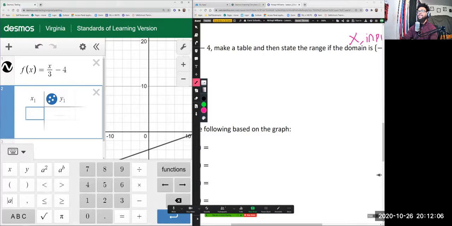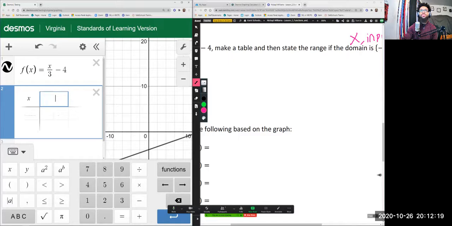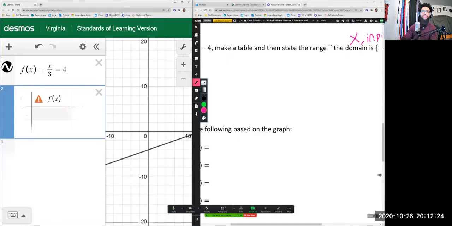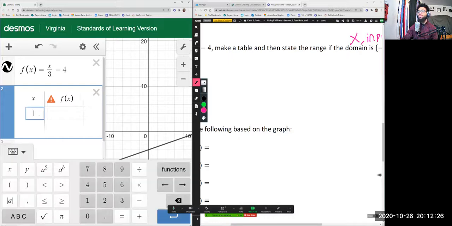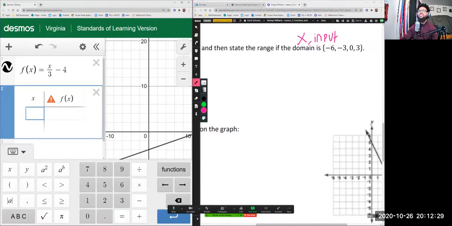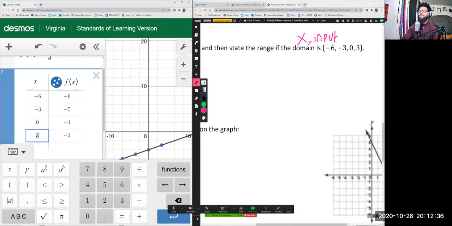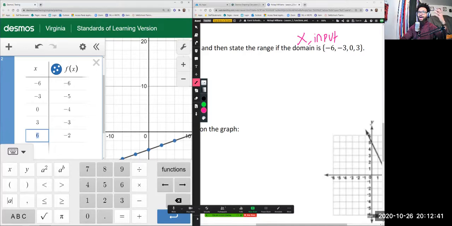This is asking us for a table, so we're going to set it up to use a table. This we can keep as x, backspace so it doesn't save that sub one underneath it. And then instead of y1, we're going to put f of x since we already wrote that as our equation. Now we're going to enter these values right into x: -6, -3, 0, and 3. And here we go, we see that it has given us our table.